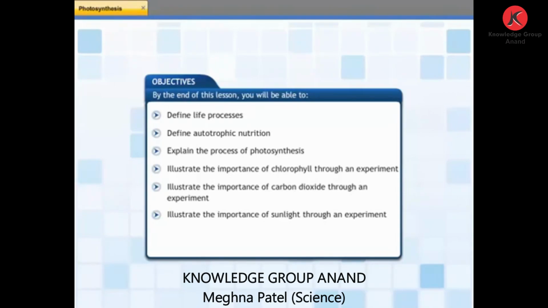This lesson explains how plants manufacture food through photosynthesis. By the end of this lesson, you will be able to define life processes, define autotrophic nutrition, explain the process of photosynthesis, illustrate the importance of chlorophyll through an experiment, illustrate the importance of carbon dioxide through an experiment, and illustrate the importance of sunlight through an experiment.